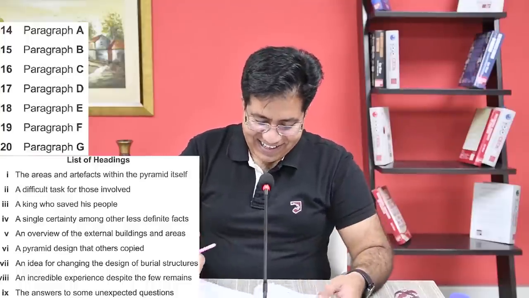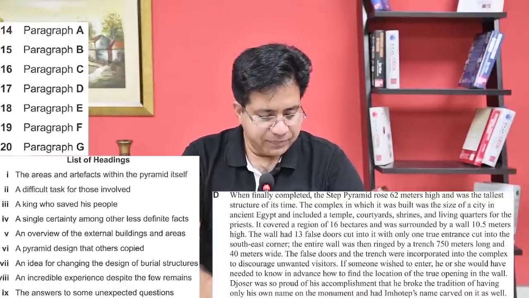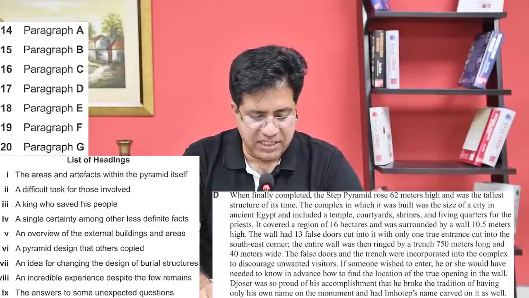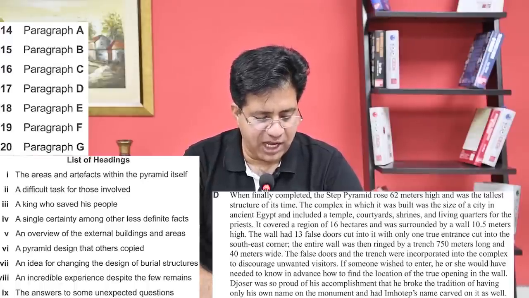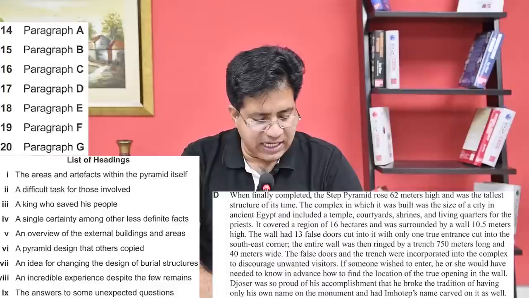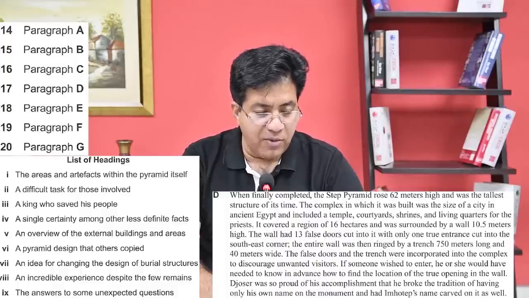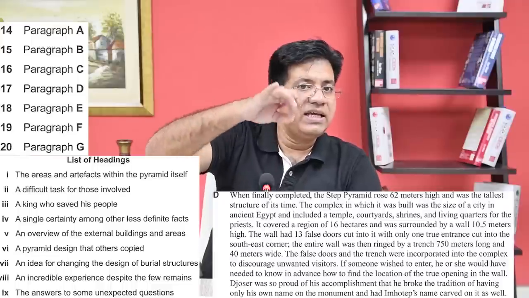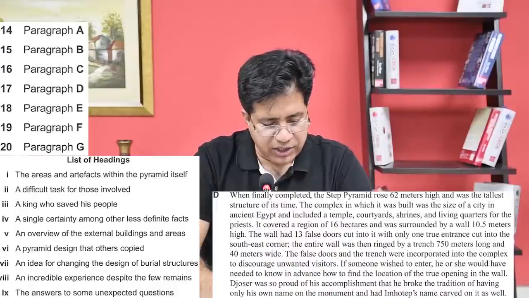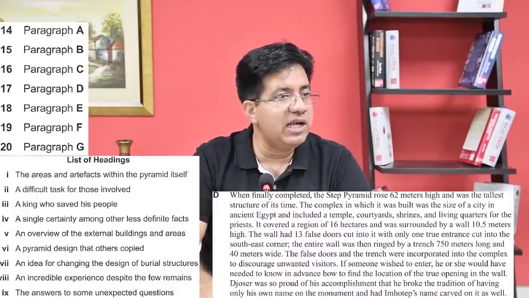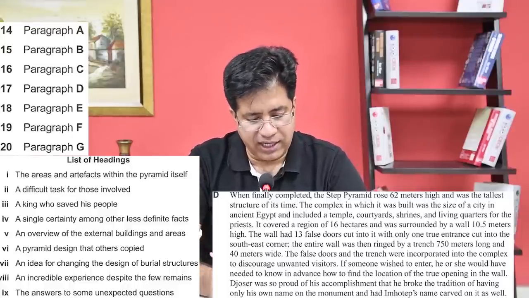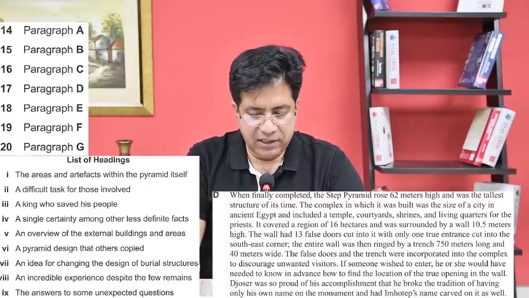Okay, all right, let's go on. Paragraph D. When finally completed, the step pyramid rose 62 meters high and was the tallest structure of its time. The complex in which it was built was the size of a city in ancient Egypt and included a temple, shrines, courtyard, and living quarters for the priests. Complex includes shrines, courtyard, temple.